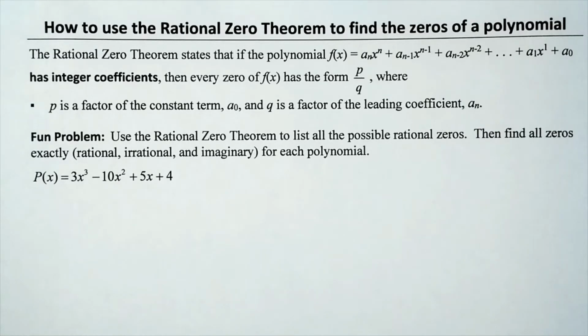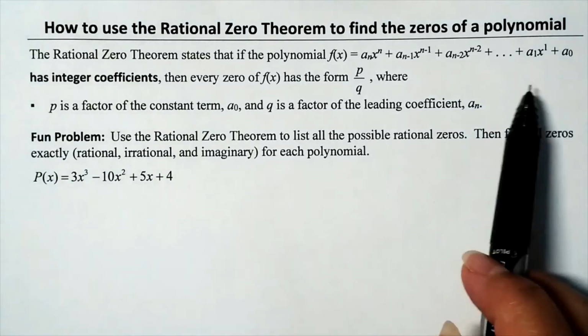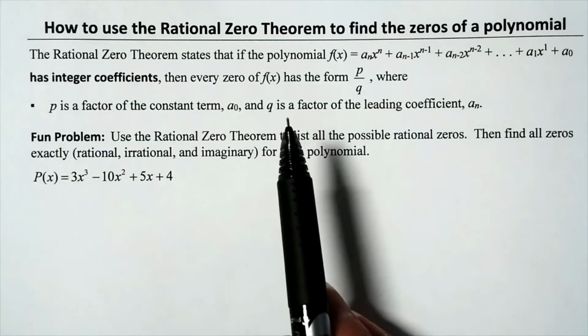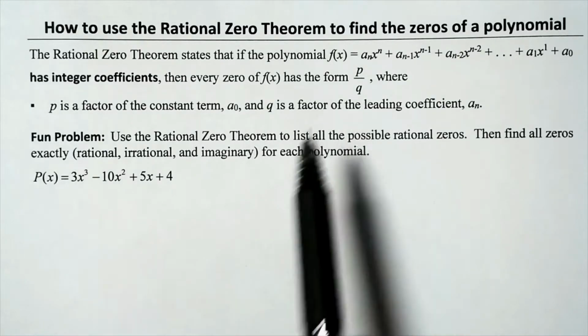all zeros exactly. The reason we said exactly is because I want you to list the rational, irrational, and imaginary zeros. Okay, let's do this. So let's talk about the rational zero theorem. The rational zero theorem says this: if we have a polynomial with integer coefficients, then every rational zero is of the form p over q.